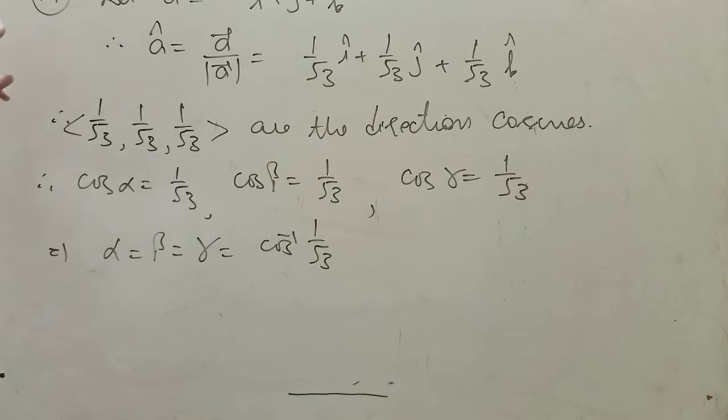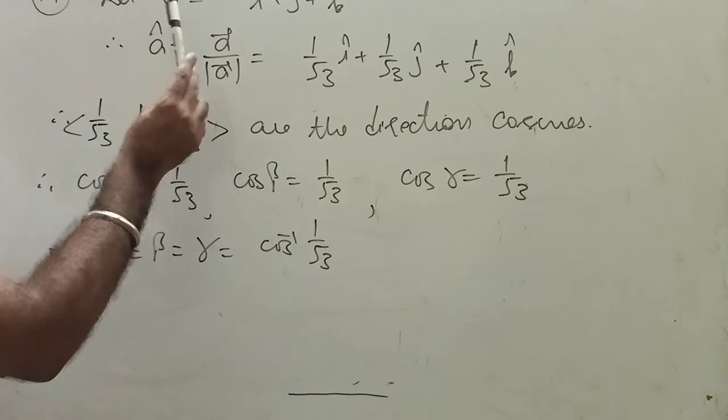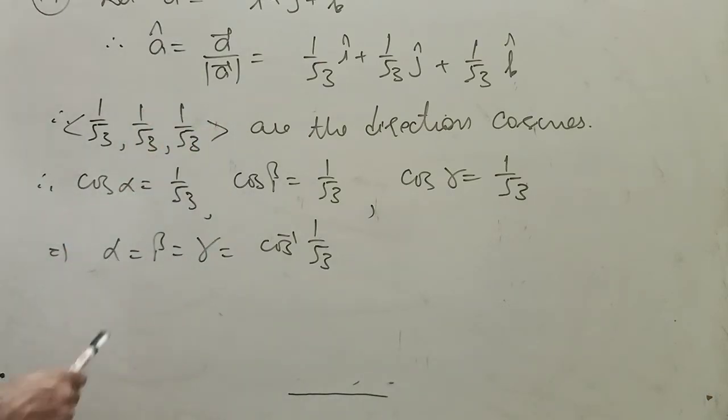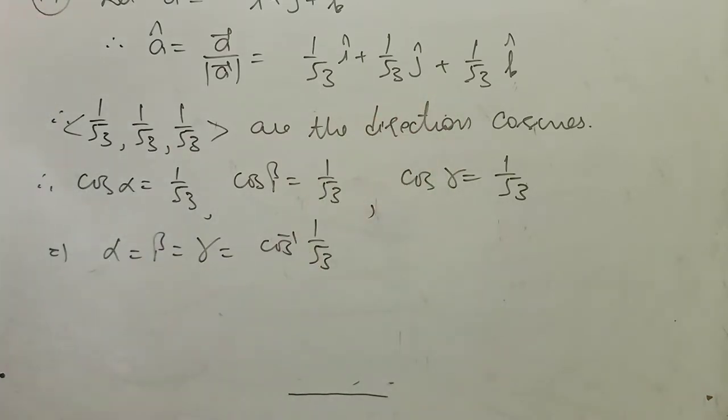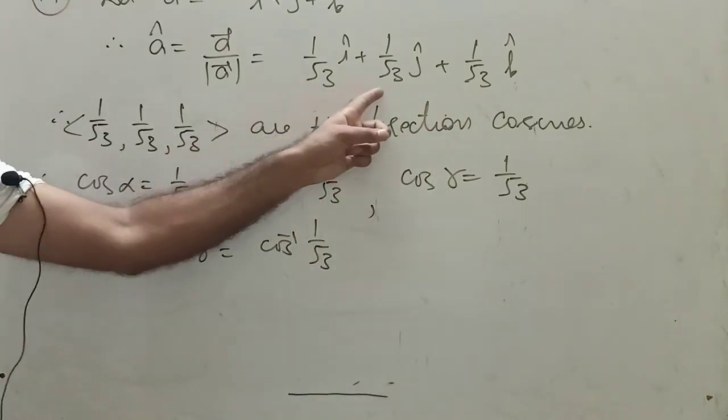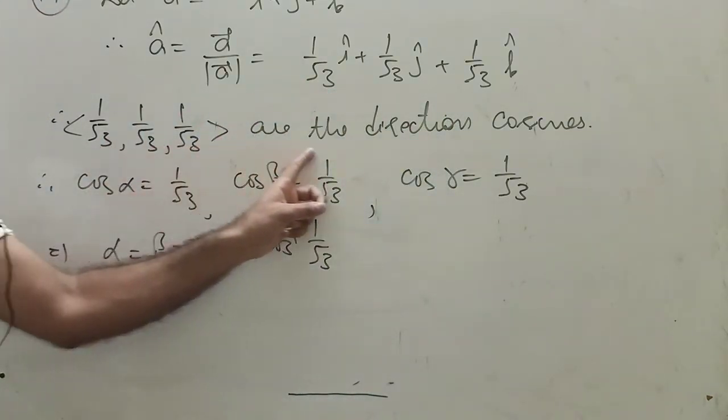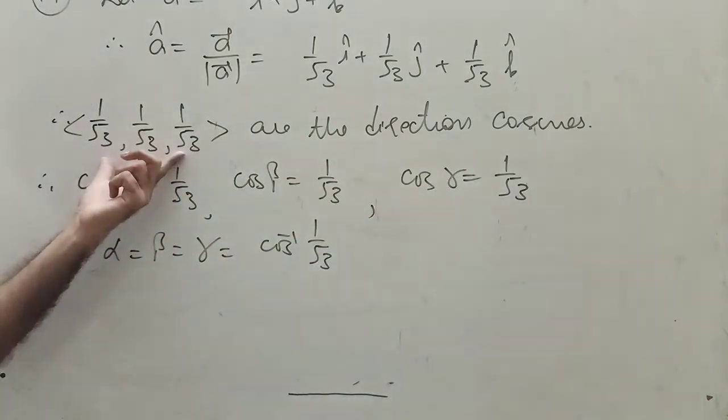Let us take question number 14. The vector is given by i plus j plus k and we have to prove that this vector is equally inclined to the 3 axes, x-axis, y-axis and z-axis. Means it makes equal angles with those axes. First of all find a unit vector in the direction of A. This is the unit vector and the coefficients of the unit vector are the direction cosines. You can check by adding and squaring.